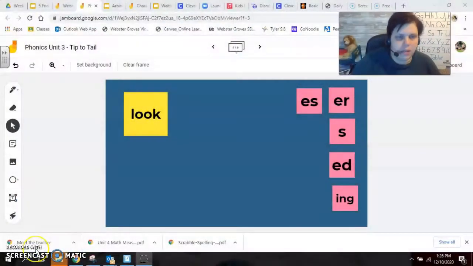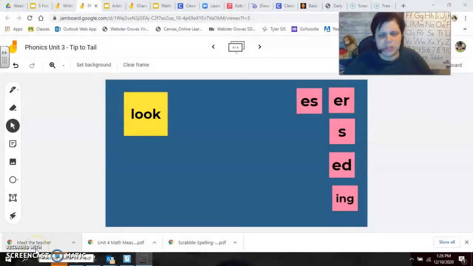So we talked about word endings and we talked about how you have to look all the way through the word from tip to tail, from the very beginning to the very, very end. And so today we're going to practice writing some of those words. We practiced reading them earlier. Now we're going to work on writing. So let me take you into our Jamboard.